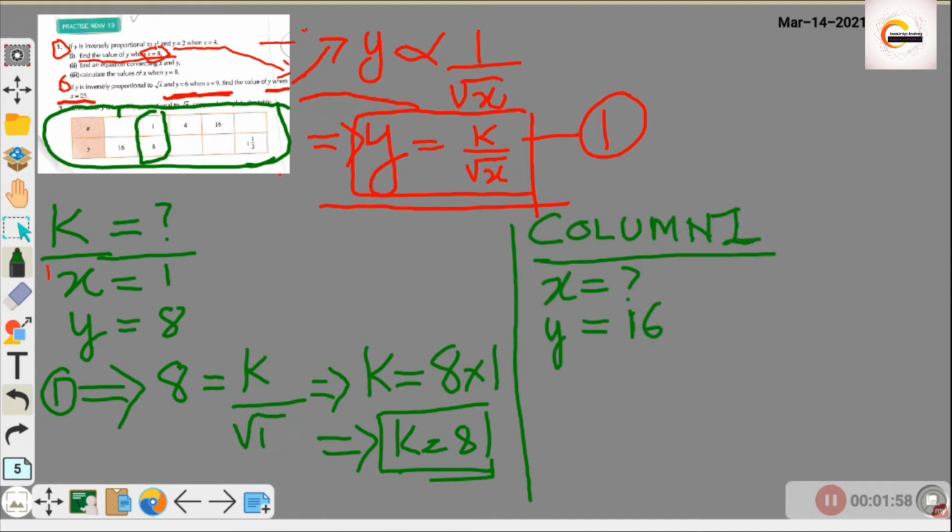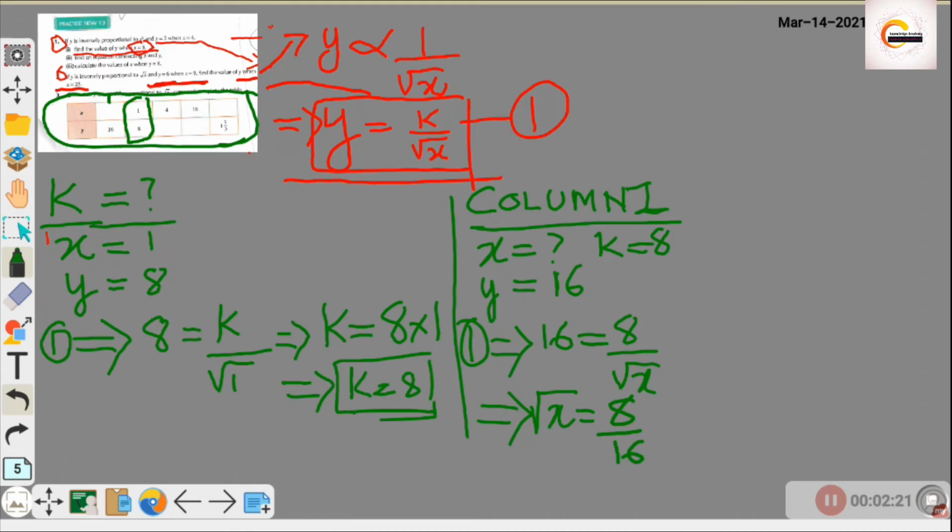Column number 1, the value of x is unknown and y is 16. And k is 8. I am going to put these values in our formula number 1 and we'll get the value. So y is 16 and k is 8 upon under root x. Under root x is equal to 8 upon 16. After simplification, we get under root x is equal to 1 upon 2.